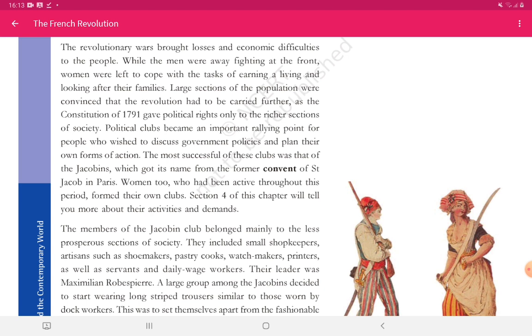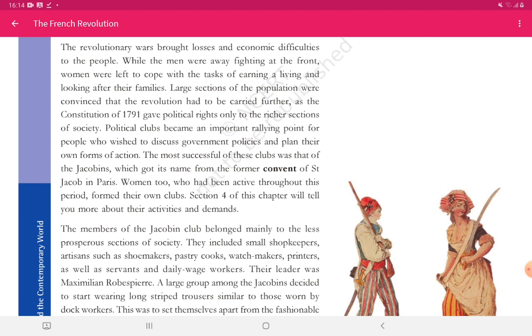So students, here we saw that a large section of the population was convinced that the revolution had to be carried further, since political rights were given only to the richer section of society, which was already prevailing. They needed to change this according to the Constitution of 1791, and that's why political clubs were formed, to discuss government policy and the forms of action needed to change these policies. Of them, the Jacobin Club was the most famous, named after the former convent of Saint Jacob in Paris.